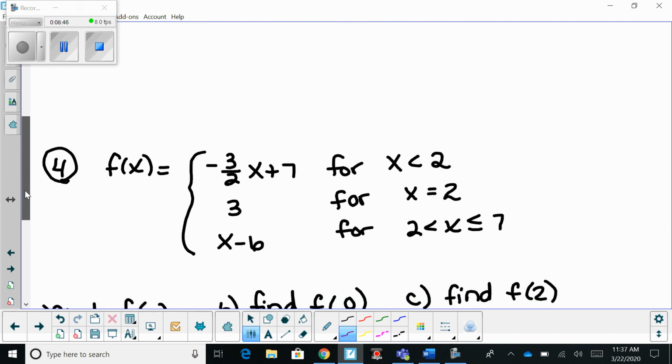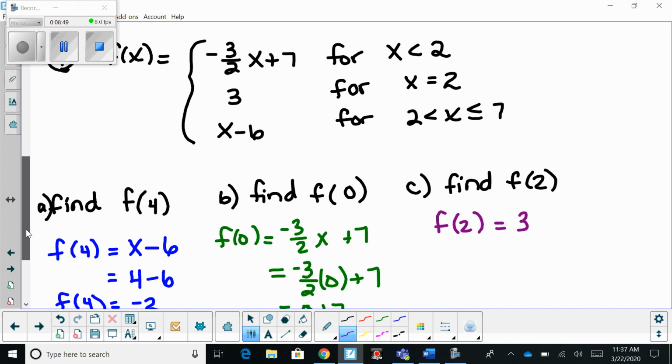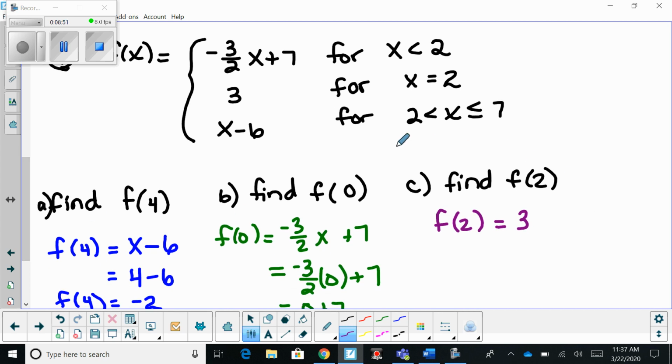You'll be working a Delta Math assignment evaluating piecewise functions. Just be sure to look at your x value and determine which portion of the piecewise function you should substitute into. If you have any questions, please send me an email or Remind or contact your Algebra 2 teacher.